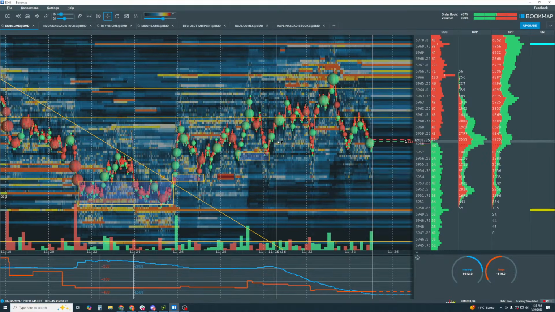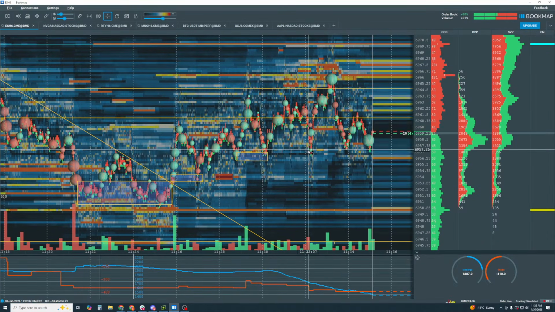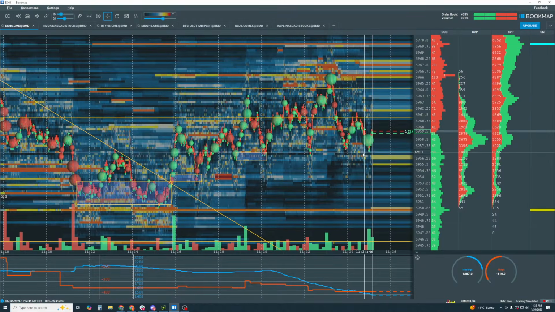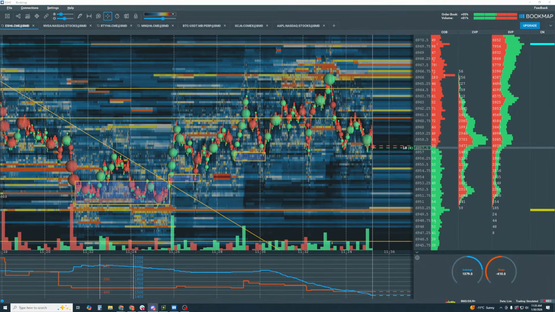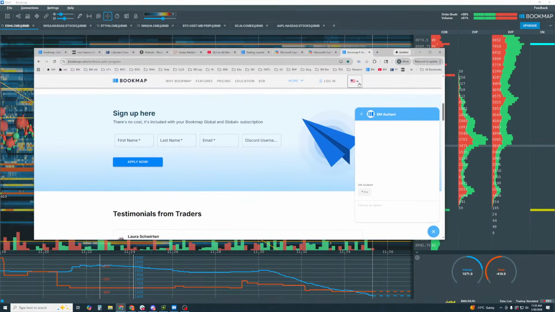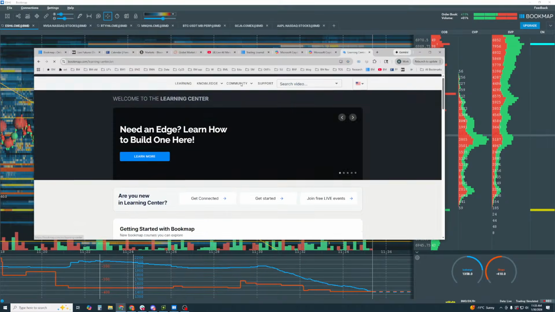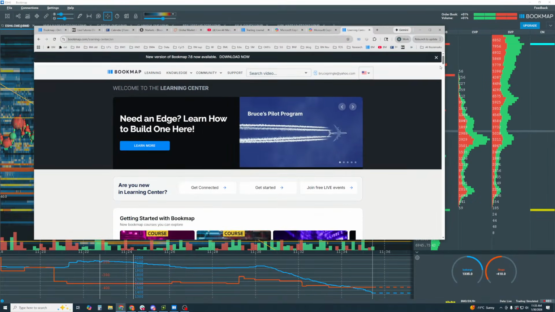The next step is we'll put it into a setup, something where you can build out an edge. Let me show you that one. You can go to the Learning Center. Just hit the education button on bookmap.com, and then come down here.